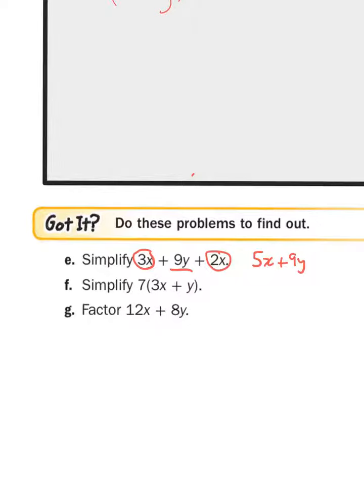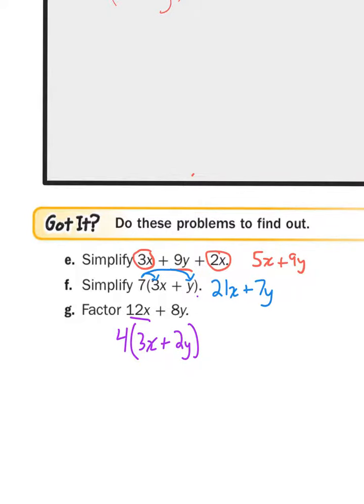Now in F, I'm going to distribute. 7 times 3x is 21x. 7 times y is 7y. Don't forget your plus sign. That's it for F. And in G, I'm going to factor. So I have to decide the biggest thing that goes into 12 and 8, which is 4. 4 goes into 12x, 3x times, plus 4 goes into 8y, 2y times. And that's it for G.